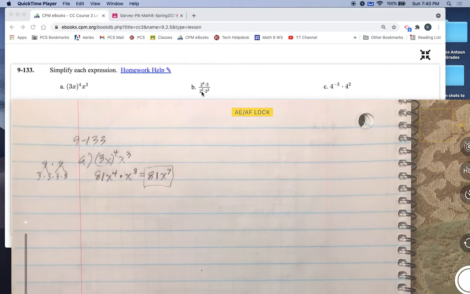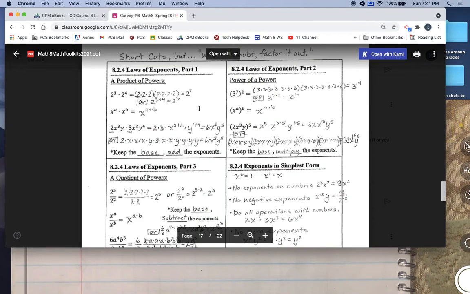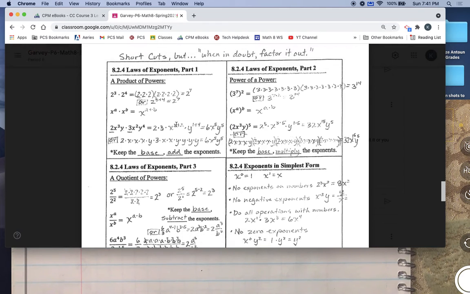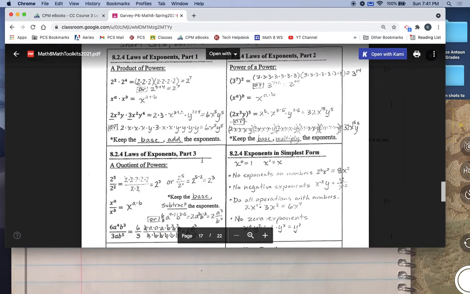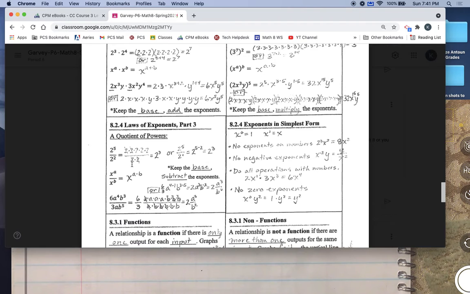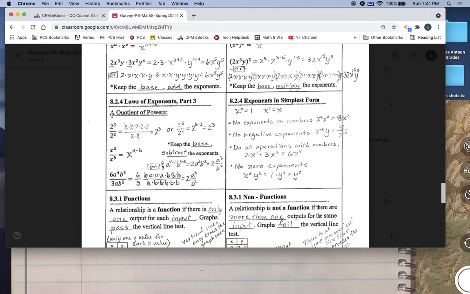9-133b. So now we're looking at this problem where we have exponents dividing each other. So again, let's go back to the Chapter 8 Math Toolkit and review what the rules are if we're dividing exponents. We already looked at multiplying exponents, so it looks like this is what we want: a quotient of powers, because I can see the example has exponents being divided by another exponent.